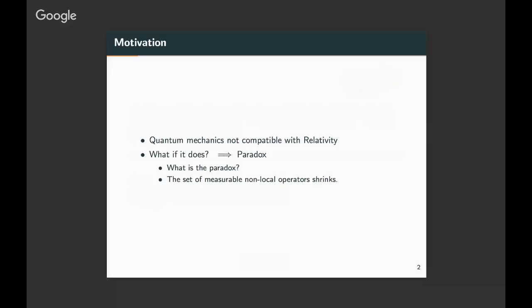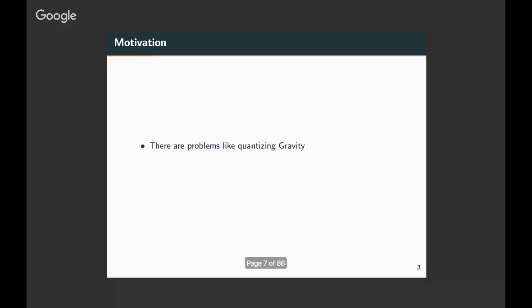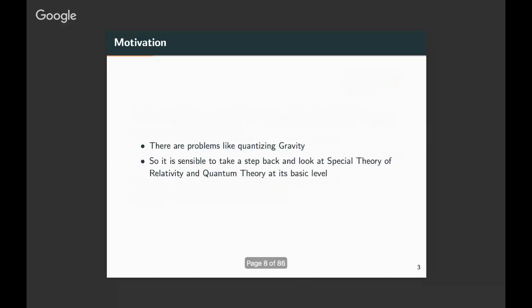And this is not the only problem with the compatibility of quantum mechanics and relativity. For example, there are problems like quantizing gravity: the general theory of relativity and quantum mechanics are not compatible. So it is sensible to take a step back and look at the special theory of relativity and quantum theory at its basic level.